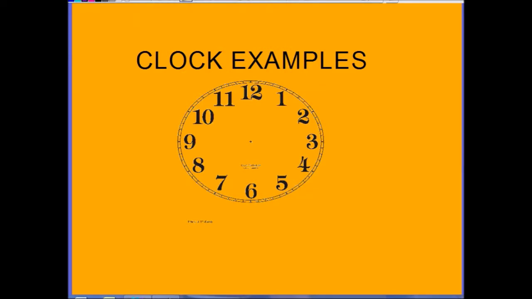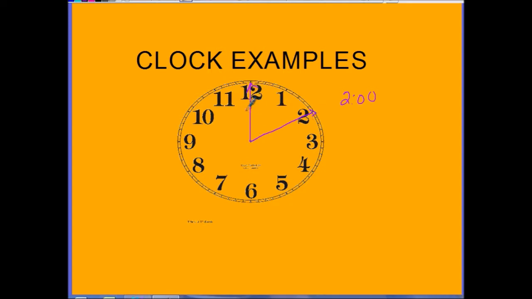Next, we're going to do some clock examples. And what we're going to try and do is find the angle formed by the hands on the clock at certain times. Let's start off at 2 o'clock. At 2 o'clock, we have our hour hand directly at the 2, and the minute hand is going to be exactly at the 12.